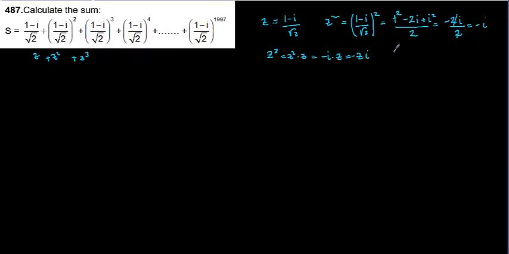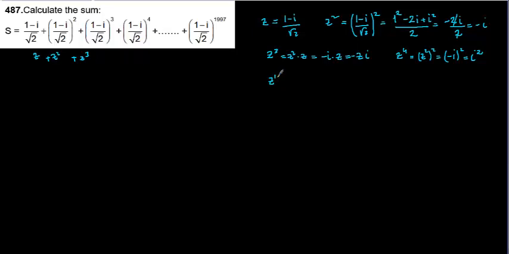What about z to the power of 4? Z to the power of 4 is equal to z square to the power of 2, which is equal to minus i squared, and that's equal to i squared. I'm going to leave this one as i squared, and not write that it's equal to minus 1, because, as I told you, I want to see the sequence. What is the sequence? Okay, this is i squared.